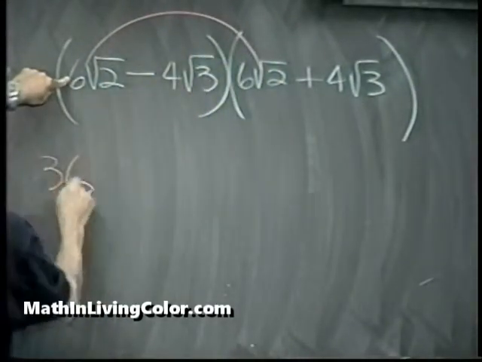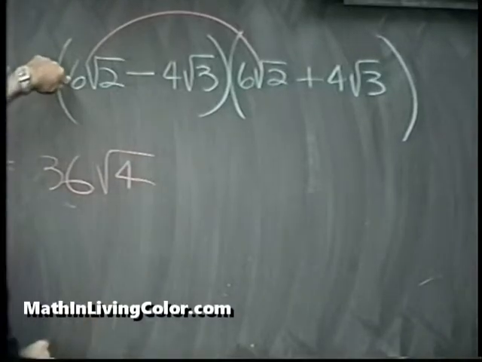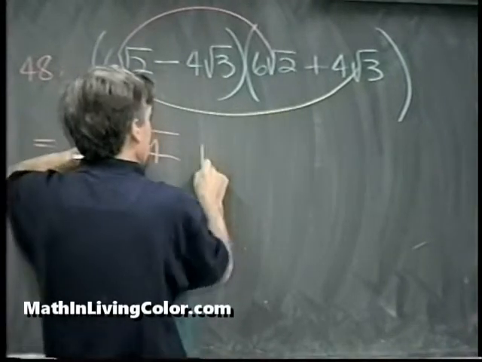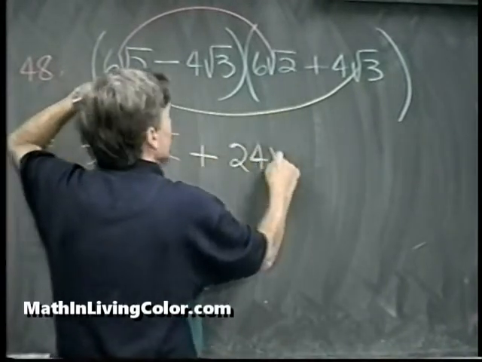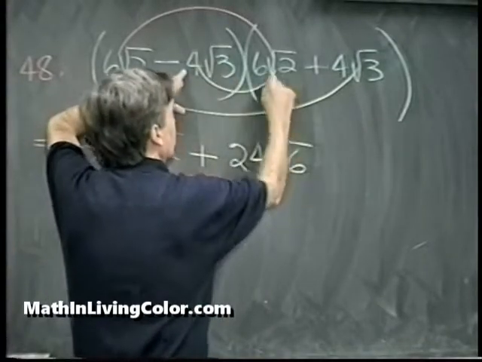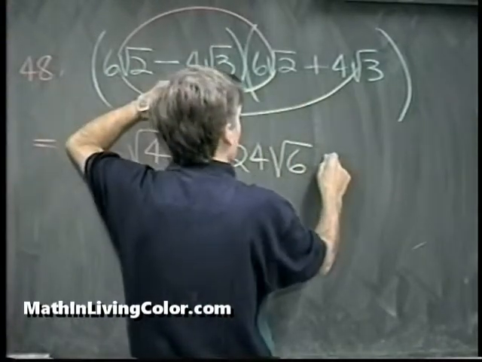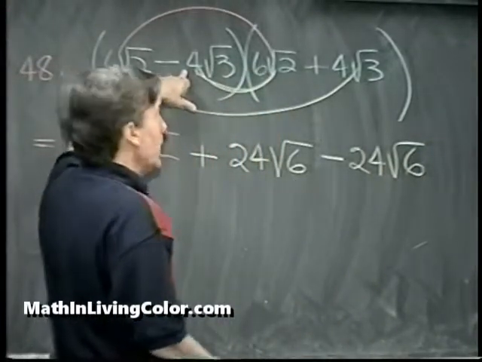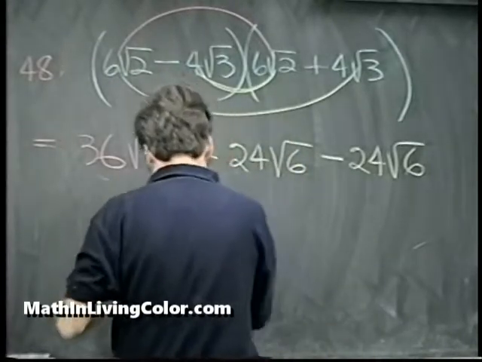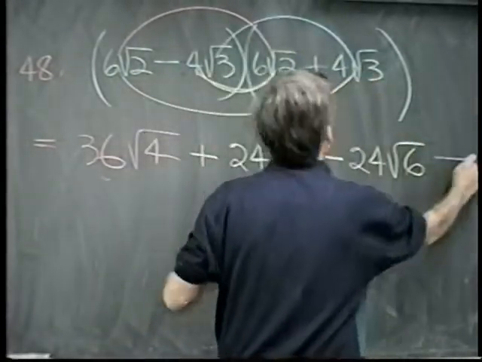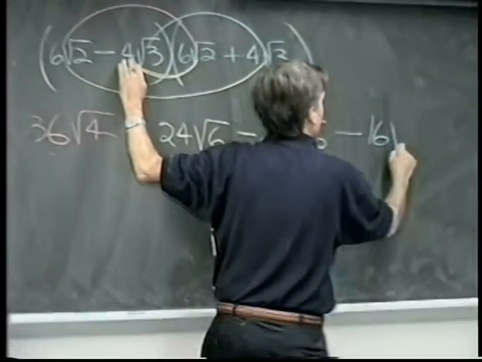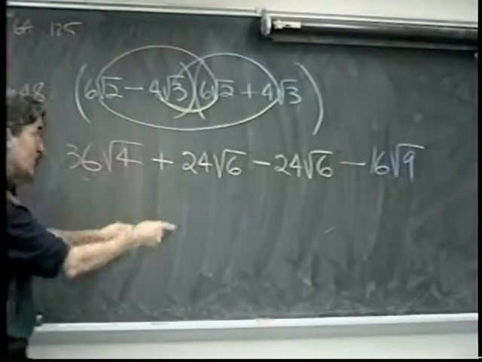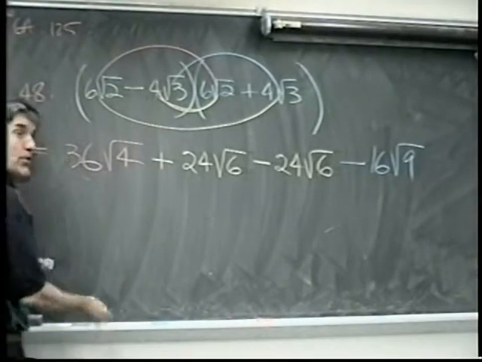36 times the square root of 4. Okay? Then we'll do the outer times outer. Outer times outer would be plus 24 square root of 6. Inner times inner is a minus 24 square root of 6. Oh, that's nice, isn't it? And the last times last, so I got to get the right color. Last times last would be a negative 16 square root of 9, which is 3. If you put 3, that's fine. If you didn't put 3, we're going to put 3 on the next step, aren't we?